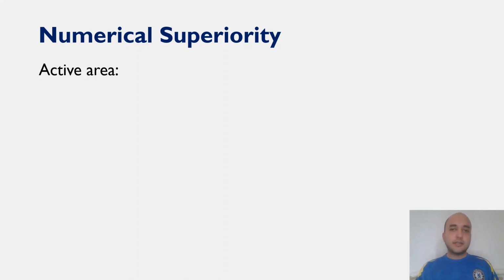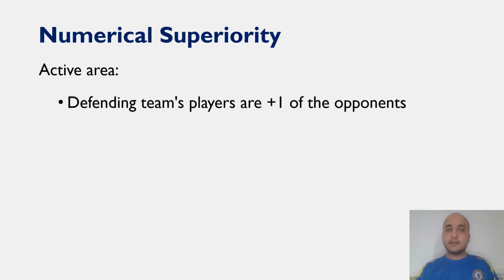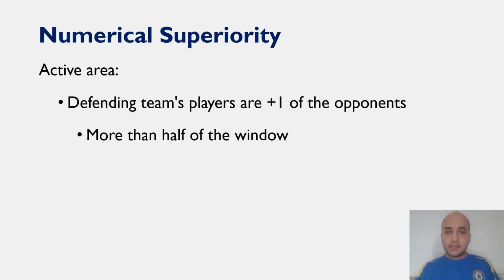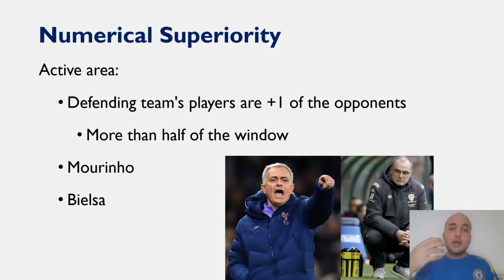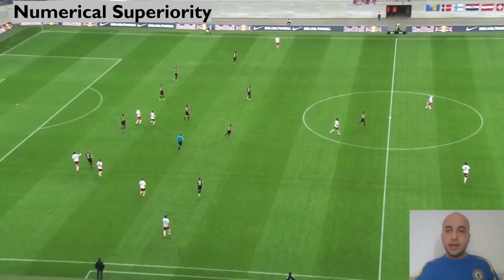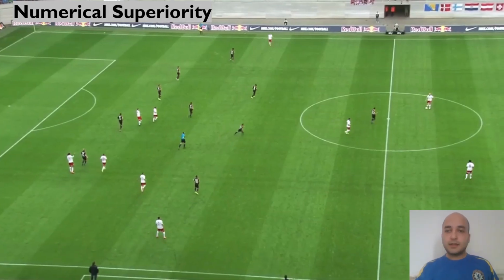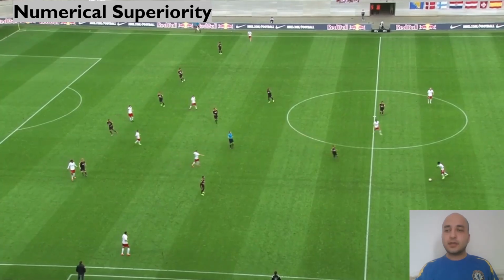Then the other category is numerical superiority, and it's basically that the defending team has one more player than the opponent team in the active area. So we are looking only at the active area, and this condition should be valid for more than half of the window. For example, Mourinho and Bielsa are among the coaches who believe in this rest defense and want their teams to have numerical superiority. And here we have an example of numerical superiority rest defense for the white team.